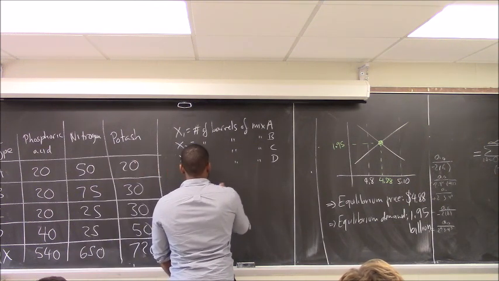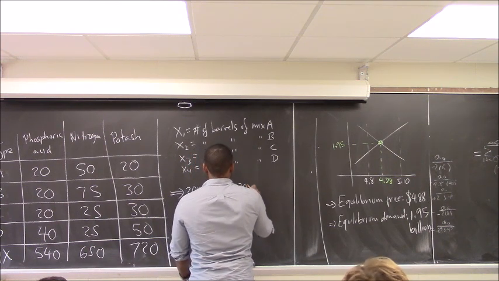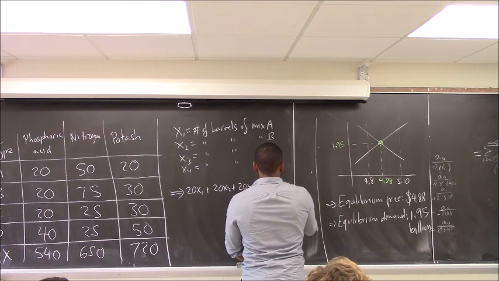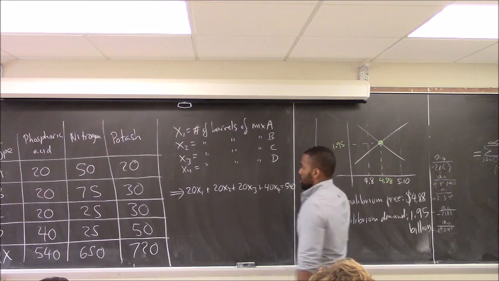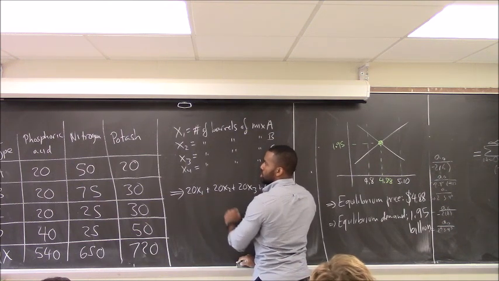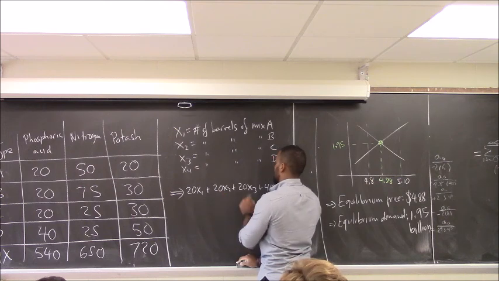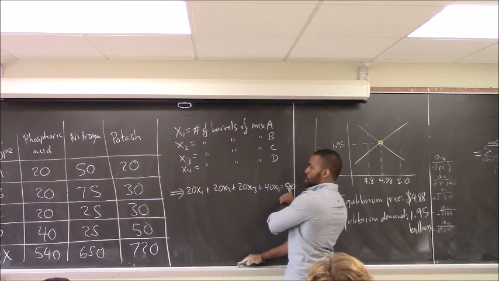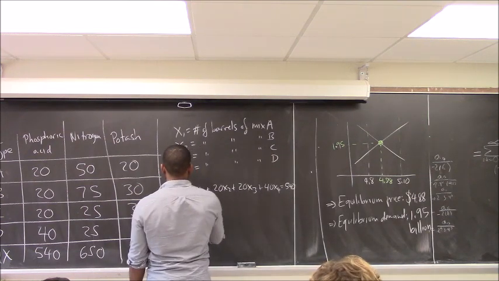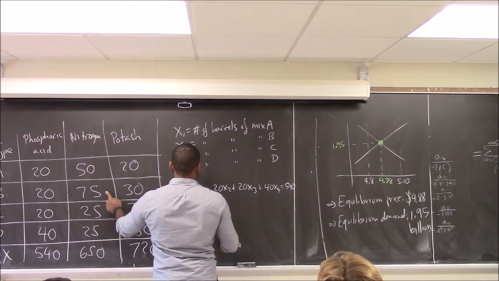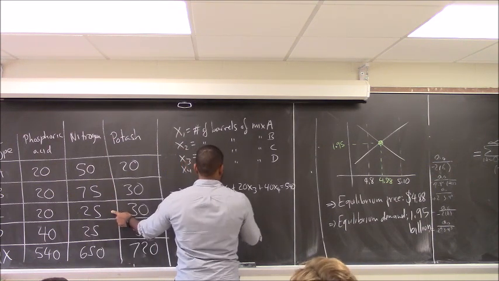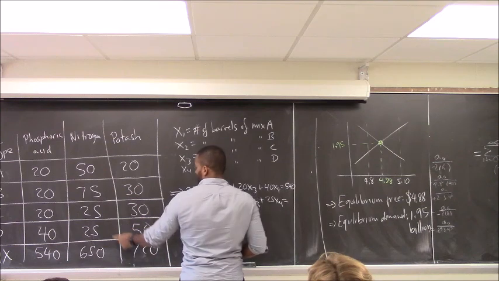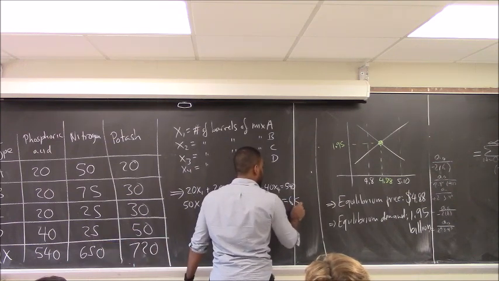20x1 plus 20x2 plus 20x3 plus 40x4 equals 540. Okay. So per barrel of mix A, I'm getting 20 pounds of this. Per barrel of mix B, I'm getting 20 pounds of that. Per barrel of mix C, I'm getting 20 pounds. Per barrel of mix D, I'm getting 40. When I add up all these poundages, I want 540. By similar reasoning, 50 pounds here, plus 75 pounds there, plus 25 pounds here, plus 25 pounds here. I want that to add up to 650.